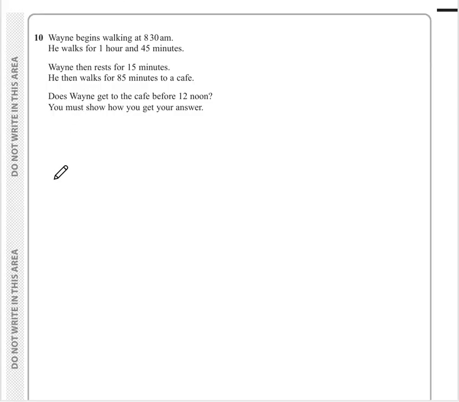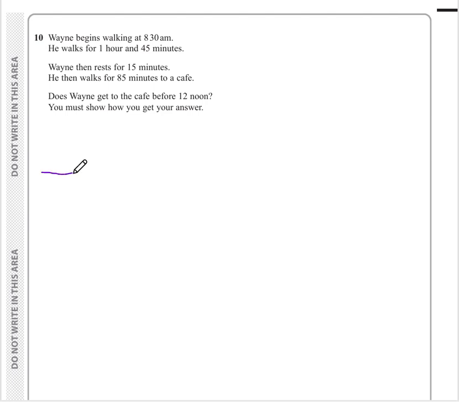Question 10. Wayne begins walking at 8:30 a.m. He walks for 1 hour and 45 minutes. He then rests for 15 minutes. He then walks for 85 minutes to a cafe. Does Wayne get to the cafe before 12 noon? You must show how you get your answer.